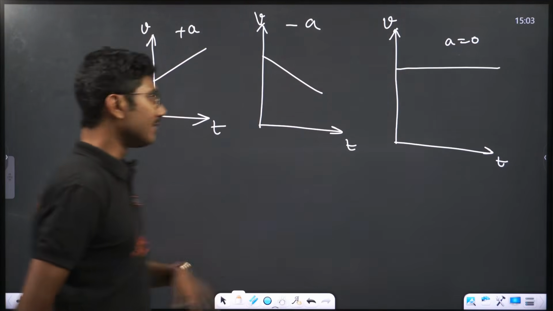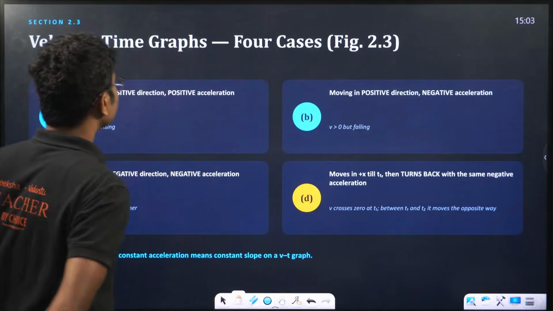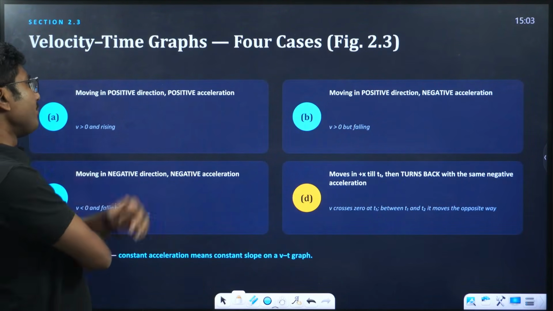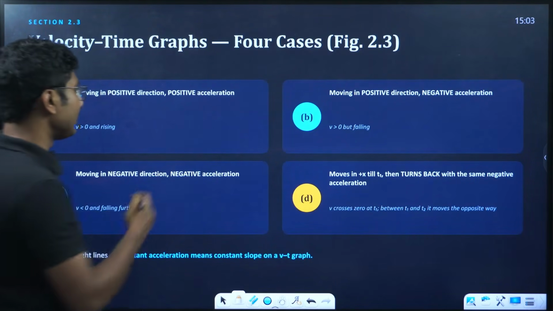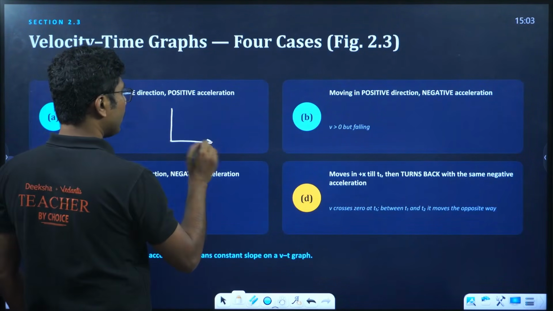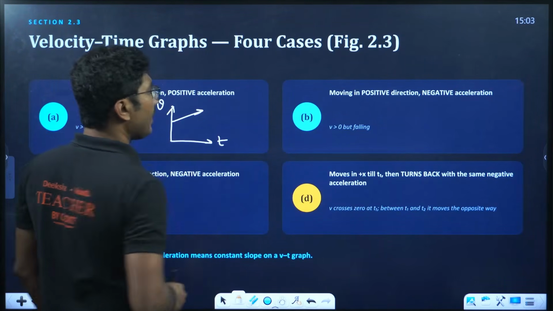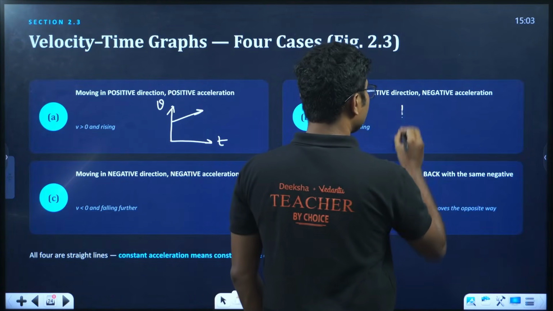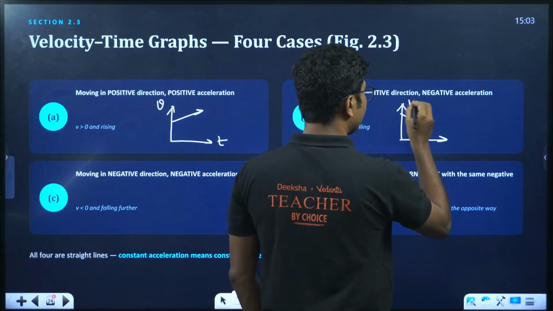Okay, so these are the another 3 graphs that you need to study. Remember basically, velocity time graphs, 4 cases. Moving in positive direction, positive acceleration: v is greater than 0 and rising. The graph that I have shown is the velocity time graph. Moving in positive direction, negative acceleration means the graph I have shown. So this is the velocity time graph.